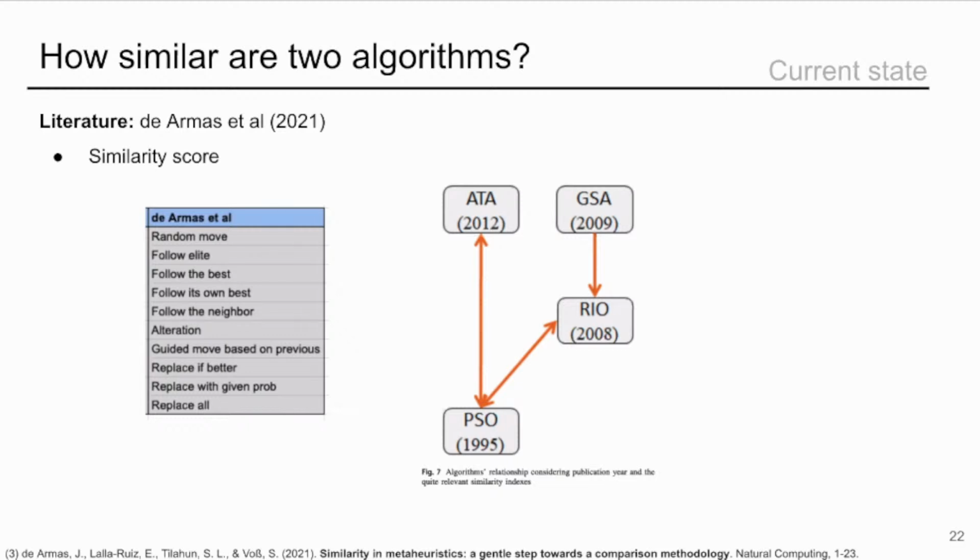Another thing is that when we compare those algorithms and we see that they are very similar to each other, for example, if PSO and ATA are very similar, we see that maybe ATA is not worth implementing or using if PSO is more classical and does the same thing.